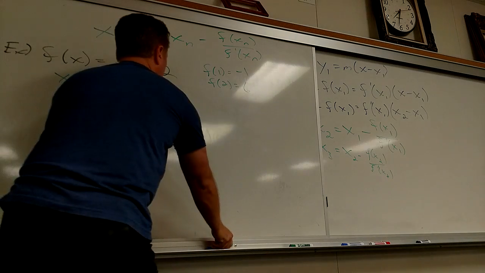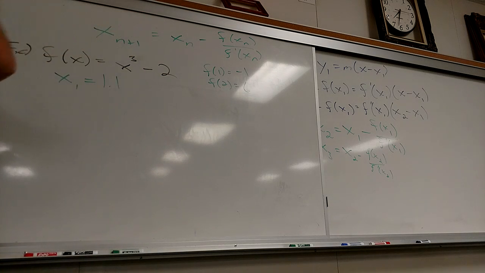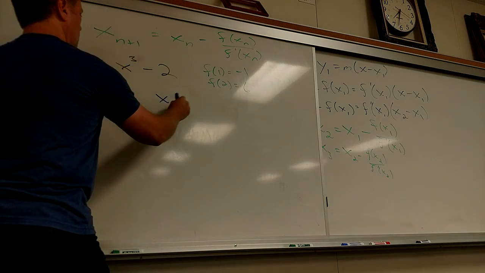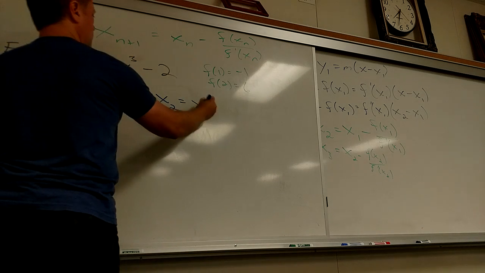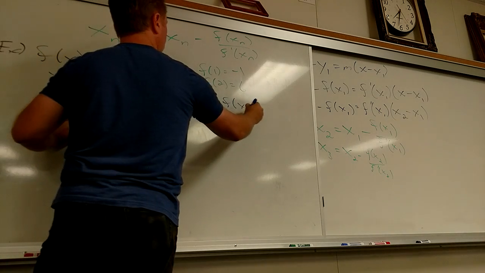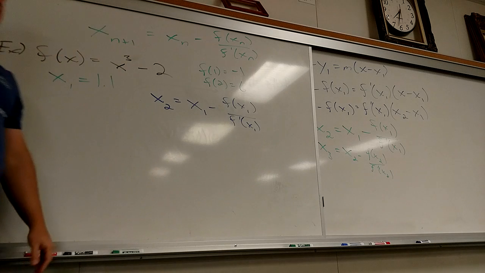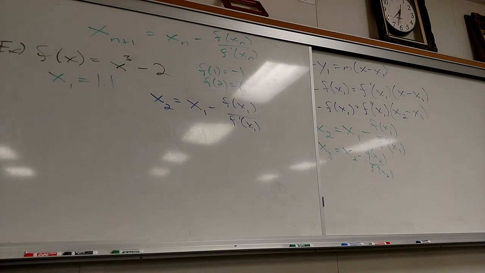So how do I figure out what x2 is? What do I need? Well, let's just set it up. What would x2 be? x2 would be x1 minus f of x1 divided by f prime of x1. So, of course, what do I still need to do? Derivative, and then I can just throw stuff in. I love it. Then you can use the calculator.